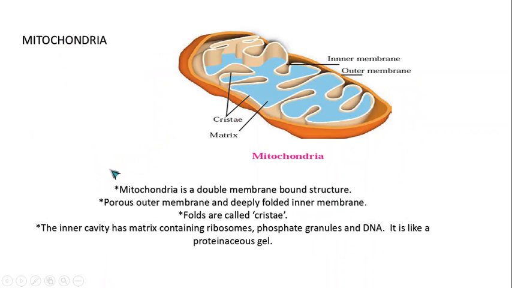Mitochondria. Mitochondria is a double-layered bound structure, porous outer membrane and deeply folded inner membrane. Folds are called cristae. The inner cavity has matrix containing ribosomes, phosphate granules and DNA. It is like a proteinaceous gel.